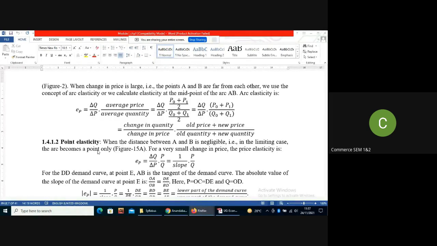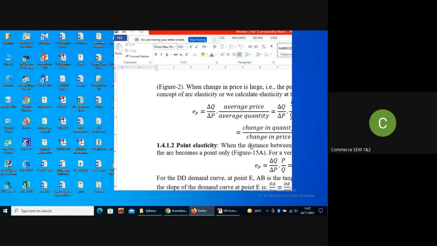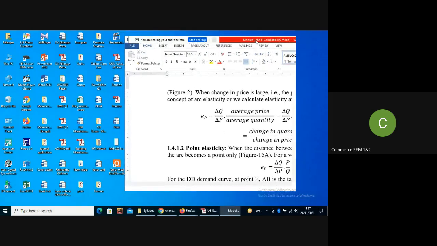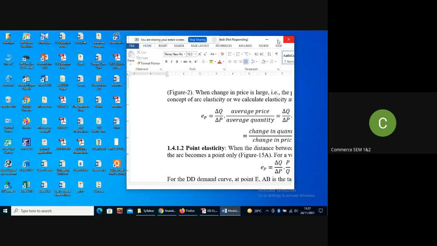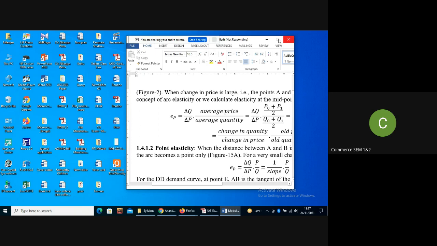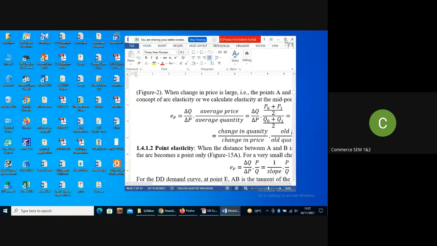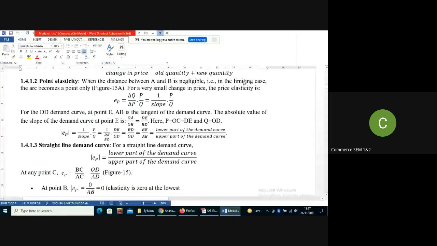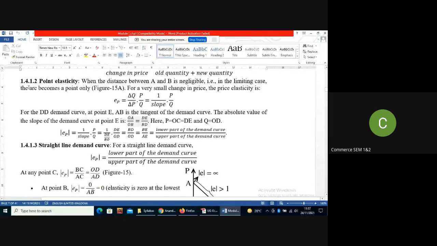Okay. So if point A and B are very close to each other, so the distance between A and B is negligible, then in the limiting case, the arc becomes a point only. So for a very small change in price, the arc becomes a point only. So elasticity E sub P is equal to delta Q by delta P multiplied by P by Q.